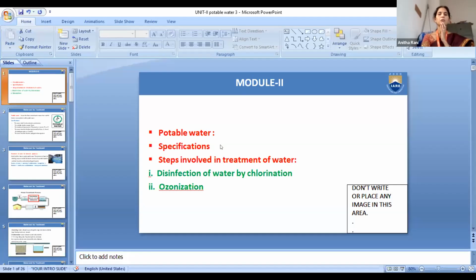Okay. Now in your notes, write down. We are going to discuss potable water. New topic: potable water. Specifications. Steps involved in treatment of water. Disinfection of water by chlorination. Ozonization.